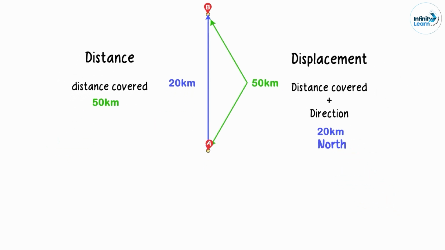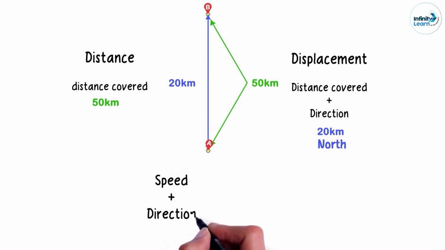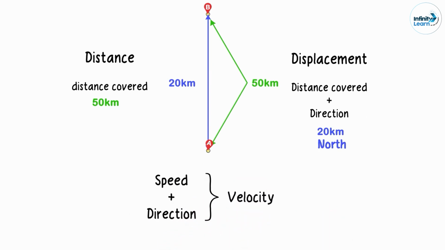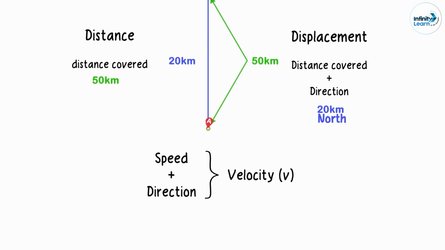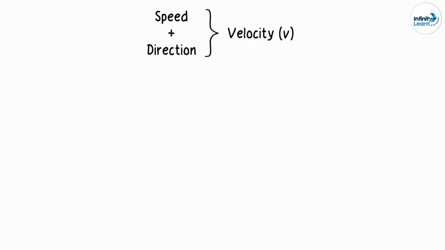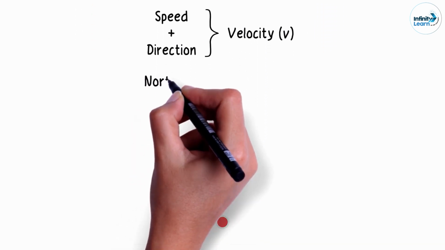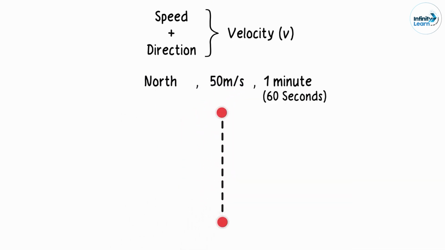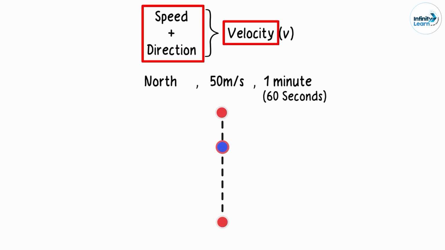Is there anything that tells us the speed along with direction? Yes, it's velocity, which can be written as lowercase v. Let's see how it differs from speed. What if I tell you that I traveled north at a speed of 50 meters per second for 1 minute? Would you be able to tell me where I landed up? Yes, you would know I have covered a total distance of 3,000 meters and landed up at this point. Velocity is speed with direction of motion.